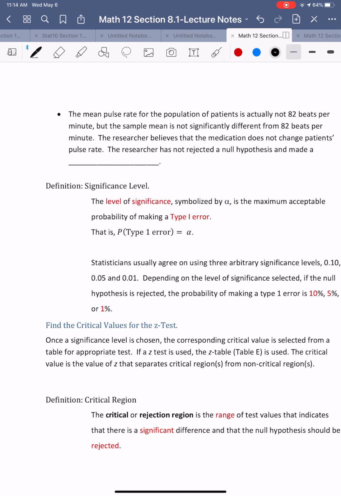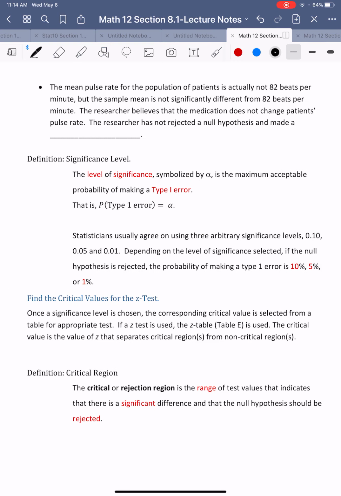All right, next page. The mean pulse rate for the population is actually not 82 beats per minute, but the sample mean is not significantly different from the 82 beats per minute, and this creates a conflict between the sample and the population. So the researcher believes that the medication does not change the patient's pulse rate, but the researcher did not reject the null hypothesis, which is an incorrect decision.